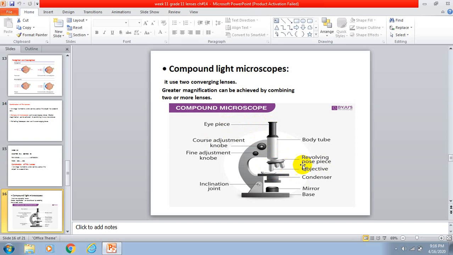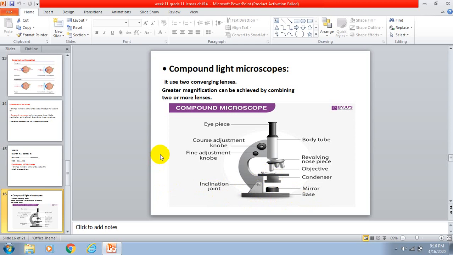Through body tubes, resolving different pieces of the nose, like different pieces of things. And the objective here, we are going to study the slide. Mirror, we have a mirror here, to clearly see the image. Okay, this is the base. And the inclination joint is used to bend it here.